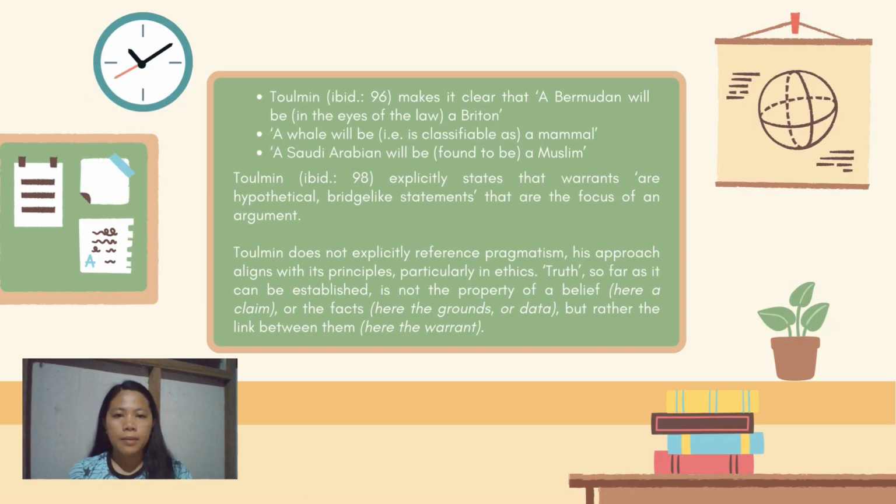Toulmin 1958 makes it clear that a Bermudan will be, in the eyes of the law, a Briton. A whale will be, for example, classifiable as a mammal. A Saudi Arabian will be found to be a Muslim. Toulmin, ibid., 98, explicitly states that warrants are hypothetical, bridge-like statements that are the focus of an argument.